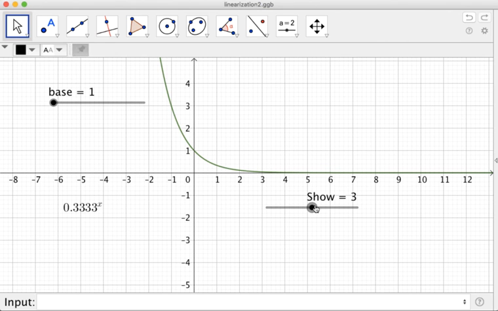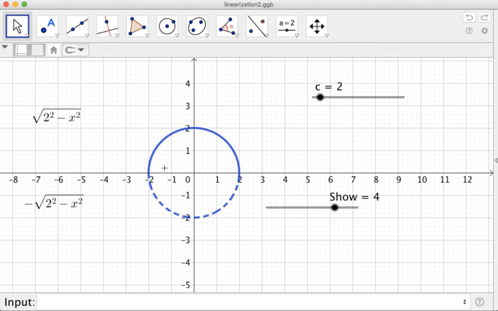Okay. Next function here, we looked at something where we had the square root of some number squared minus x squared, or this would be the square root of 4 minus x squared. What that gives us is the top half of a circle here. And the radius is just this number here. That's the number that we're squaring.